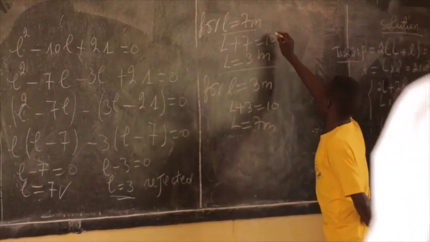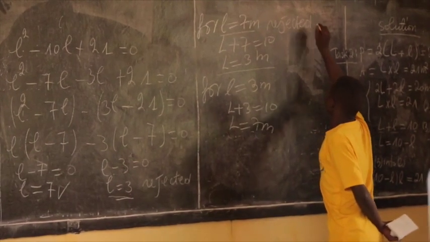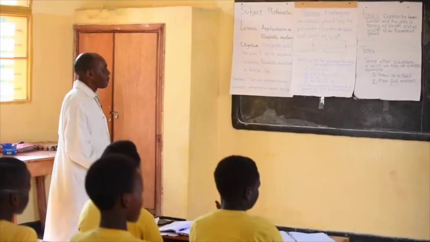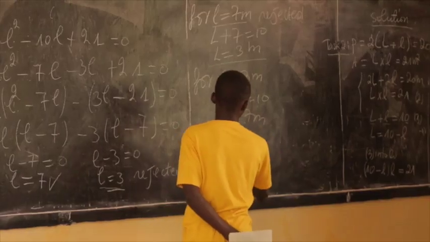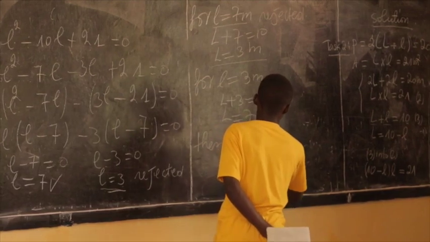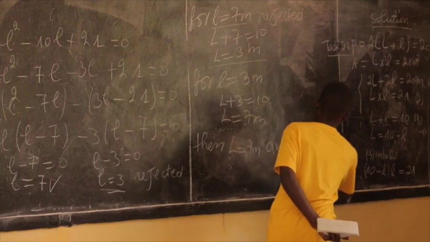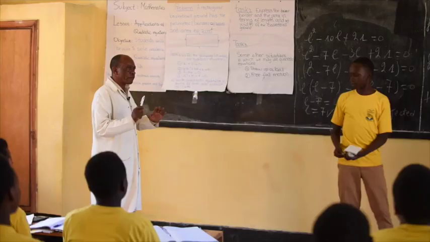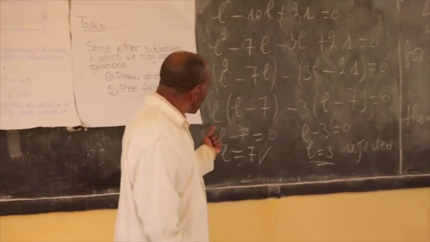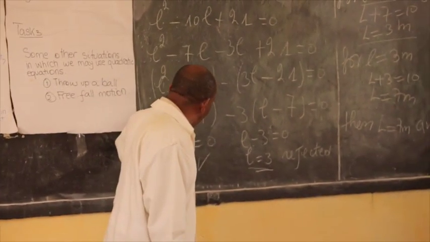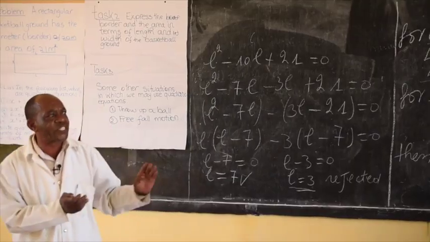What is the objective? Then length is equal to 7 meters and width is equal to 3 meters. Okay, very well. Now there is a problem here. I want to know, can we go from this step immediately to this one, or is there a step which is jumped there?